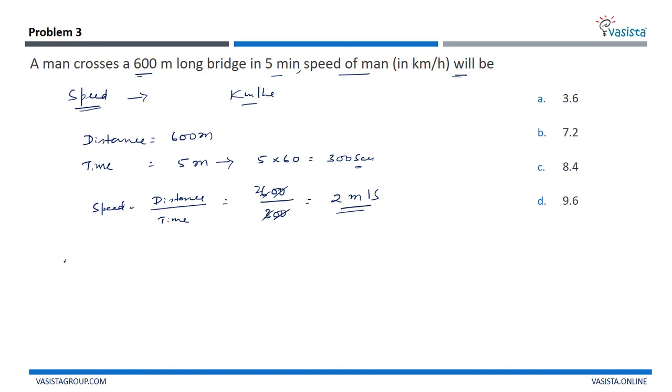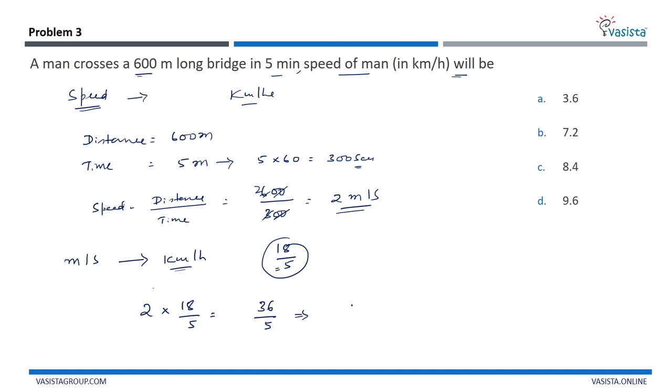Now we need to convert meter per second to kilometer per hour. What we need to do? We need to multiply by 18 by 5. Correct. So now that is 2 meter per second into 18 by 5. 18 twos are 36. So 36 by 5. Now simplify it.